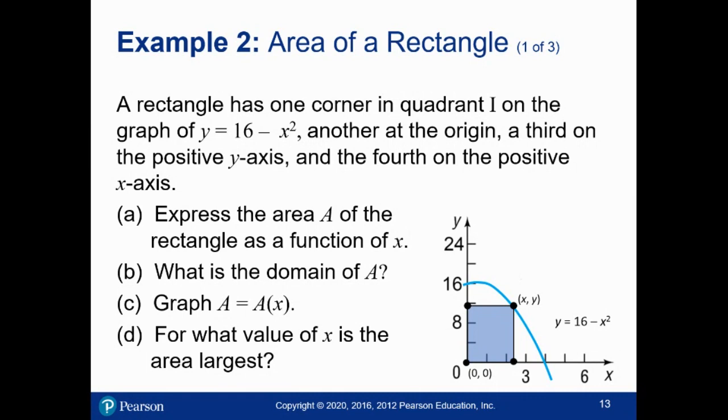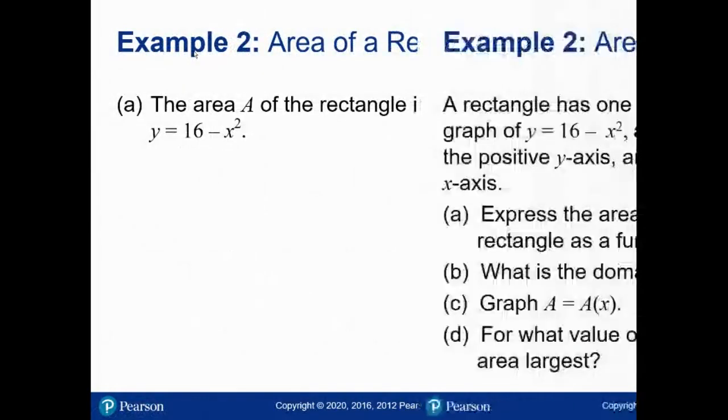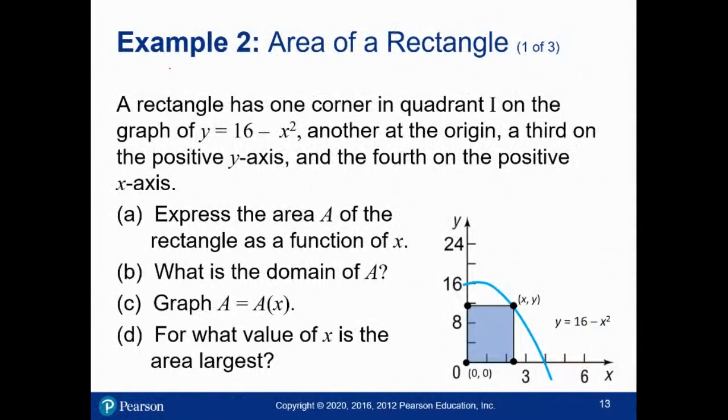So suppose we have a rectangle. It has one corner in the first quadrant. Remember that the quadrants are laid out like this: quadrant 1, quadrant 2, quadrant 3, quadrant 4. So one of the corners is in quadrant 1. It's on the graph of 16 minus x squared. Another corner is at the origin, another is on the positive y-axis, another is on the positive x-axis. So they haven't given us a lot of space.